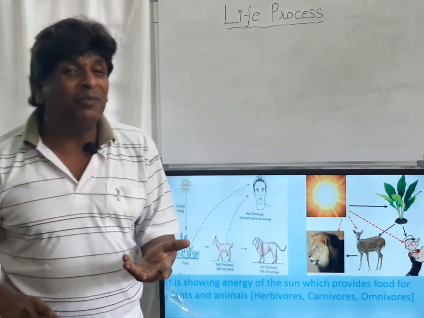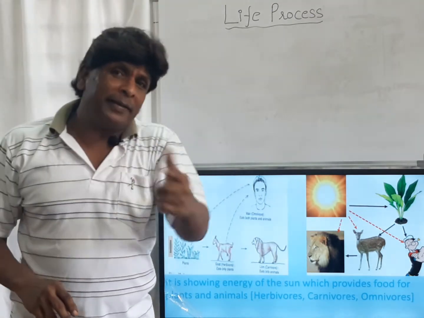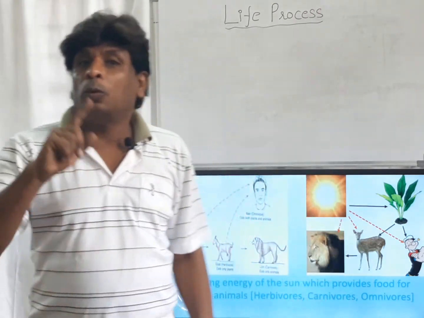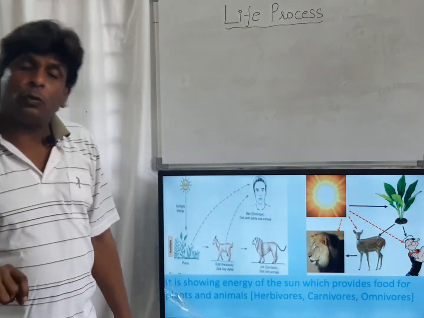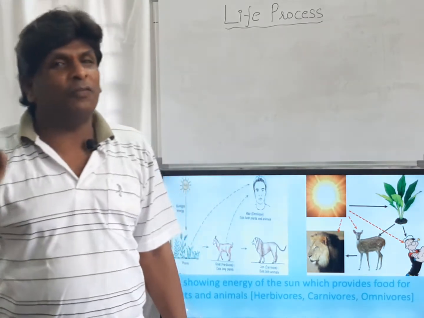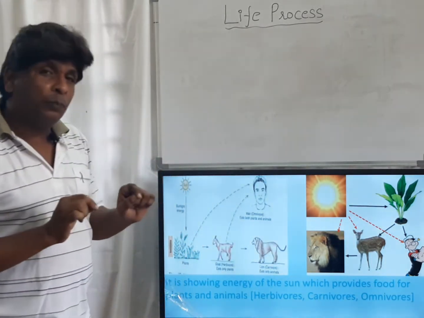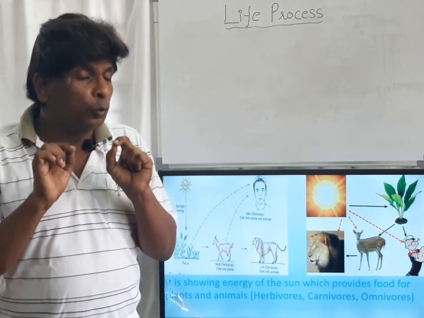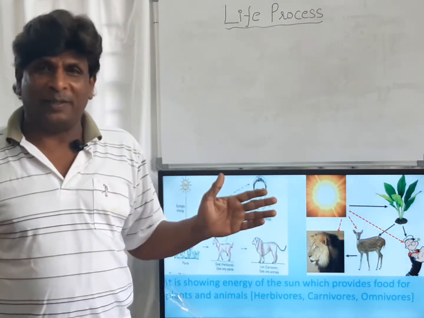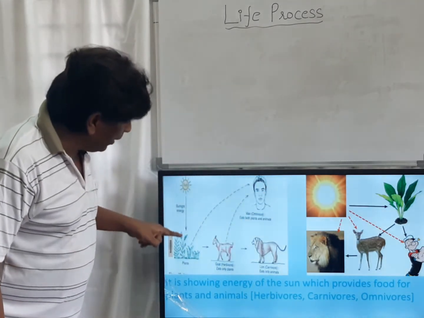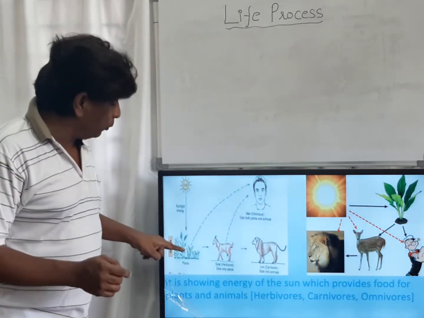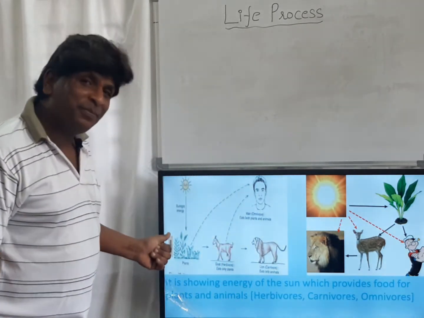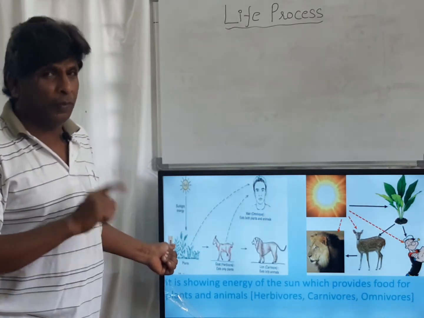If you take omnivorous, there also plants and animals again depend on the sun. So omnivorous are also dependent on the sun for their food. So the sun is the original source of food for all animals. So from the sun we are taking food, and food is prepared by plants. By taking sunlight, plants prepare their food first.